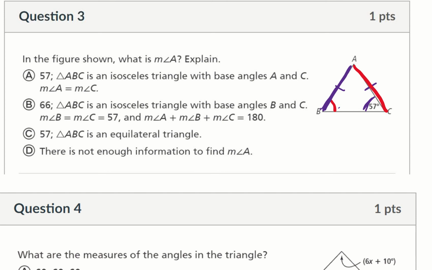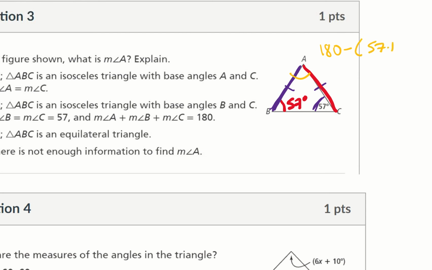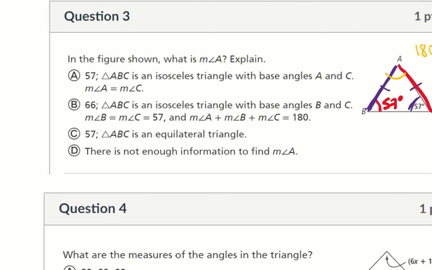So that means that this red angle here, angle B, is also 57, because these two opposite sides are congruent. Now we can figure out what angle A is, because angles in a triangle add up to 180. So we'll do 180 minus the sum of 57 and 57. 57 plus 57 is 114. We subtract that from 180, and we get 66 degrees. So clearly it's going to be 66 degrees.